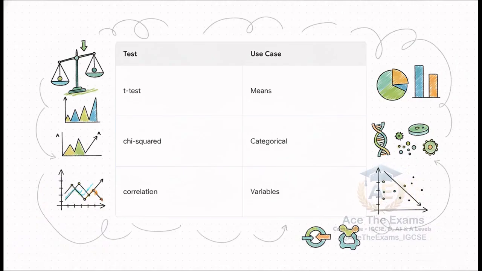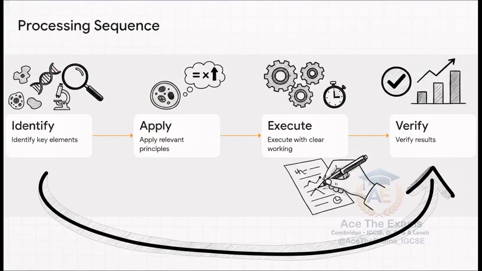Remember, examiners don't just want to see a magic final number appearing out of thin air. By strictly following a standardized processing sequence, which means identifying key elements, applying relevant biological principles, showing incredibly clear working, and finally verifying your results, you're mapping out your scientific reasoning step by step. They want to see the transparent, logical progression of exactly how you arrived at your conclusion.